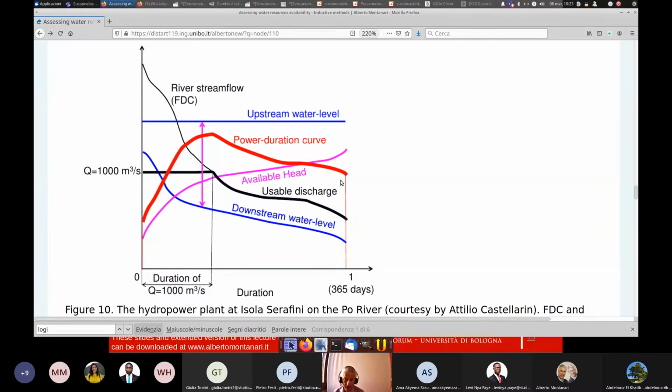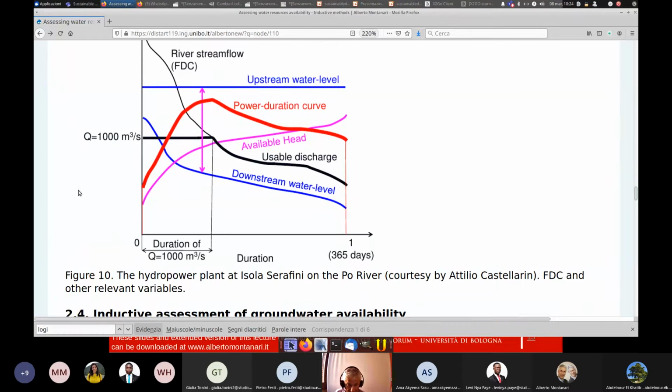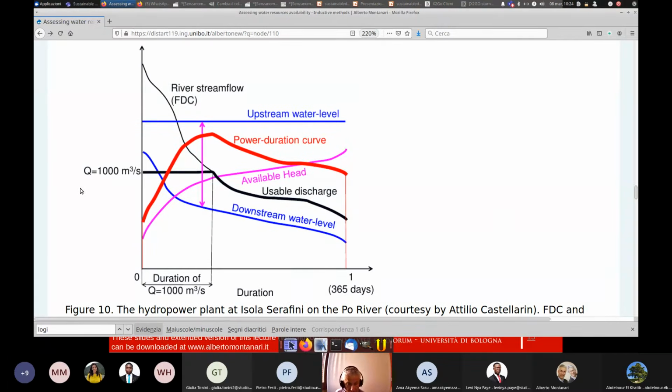So I think this is an interesting example of what we can do with the flow duration curves to estimate the benefit that we can take by a given design water withdrawal. Perfect. Now, any question on this example?